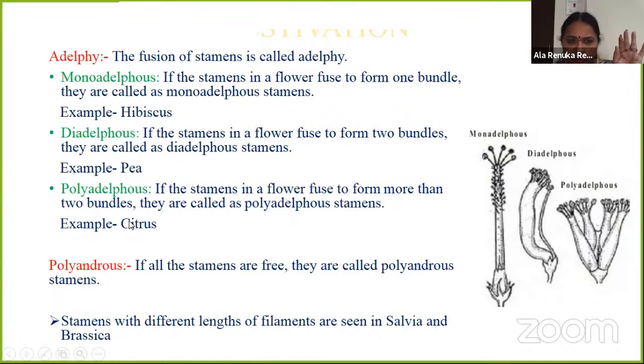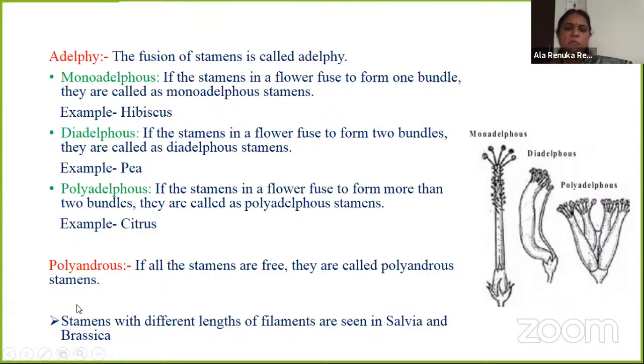Only if there is fusion, it is called adelphi. Again, this is a 4 marks question: what is adelphi, and the different types of adelphi in flowers. We have to write monadelphous, diadelphous, and polyadelphous conditions. And if the stamens are free, it is polyandrous.